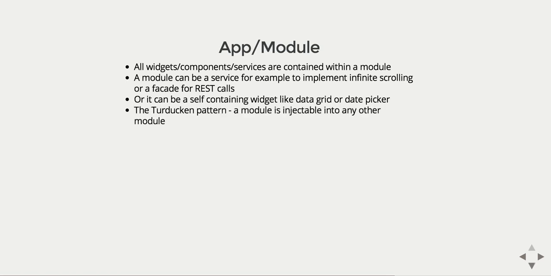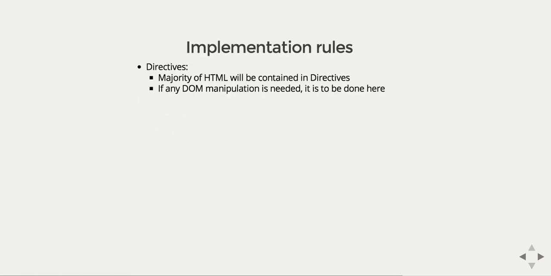We also wanted to have a made-up pattern. I call it the turducken pattern, where we wanted to be able to use modules within a module. For example, to create a data grid module that also, within it, can use the infinite scroll module and put it in there. So we had different implementation rules that we set. For example, for directives, the majority of the HTML will be contained in the directive. If any DOM manipulation is needed, it is to be done there.